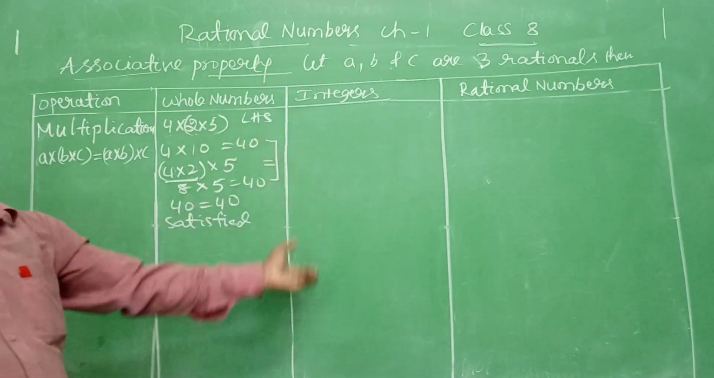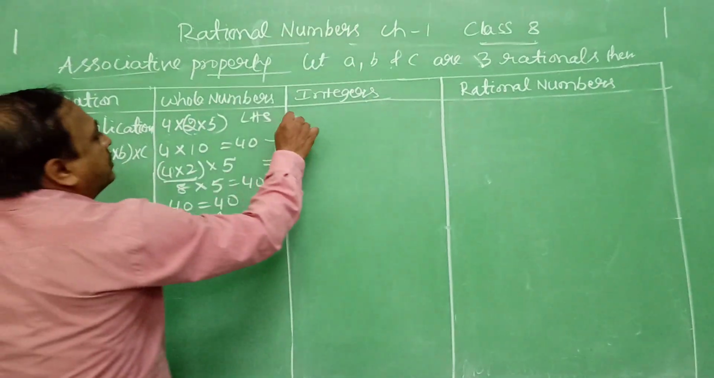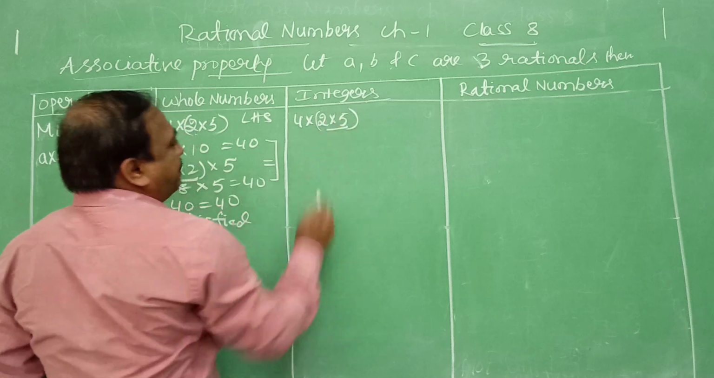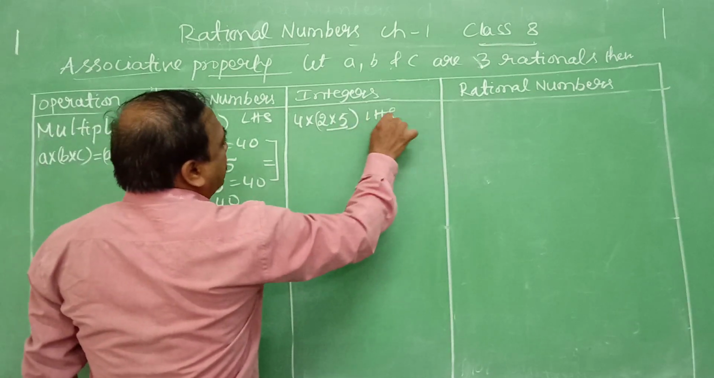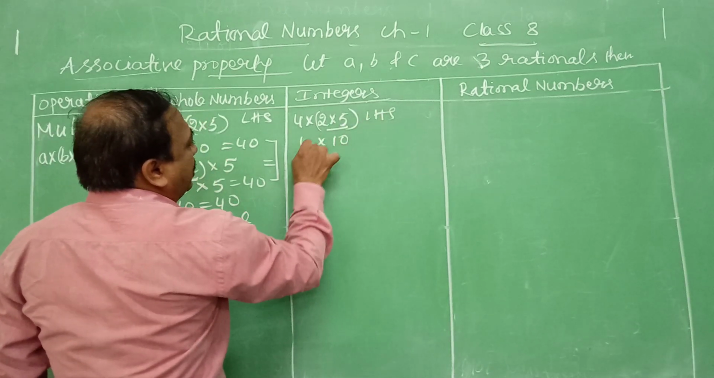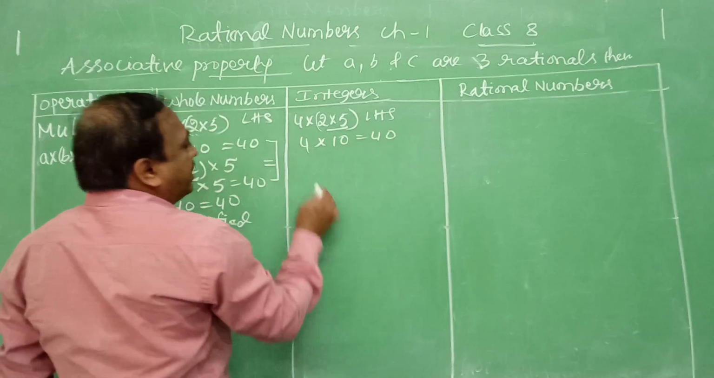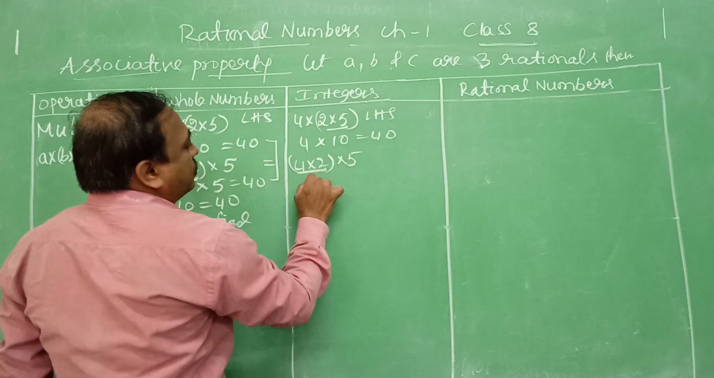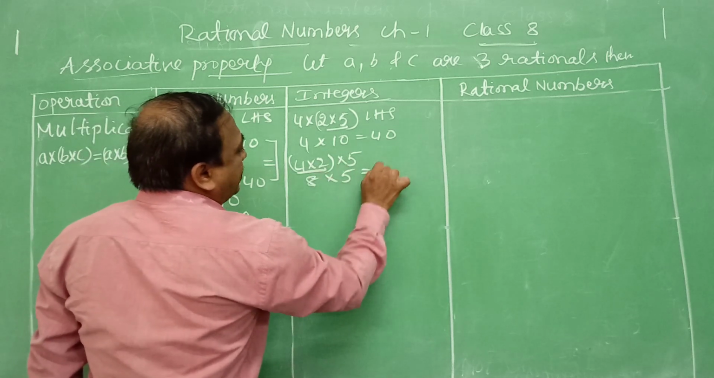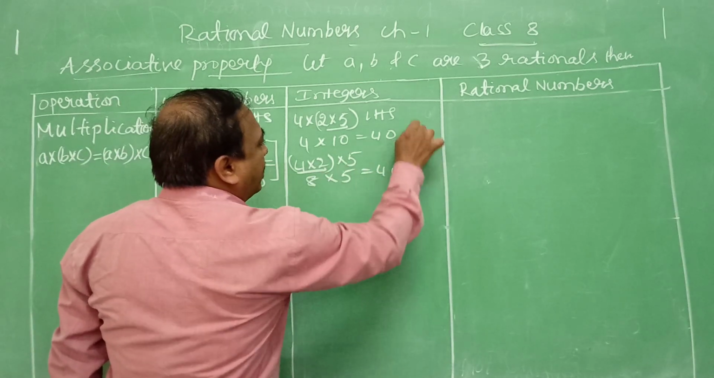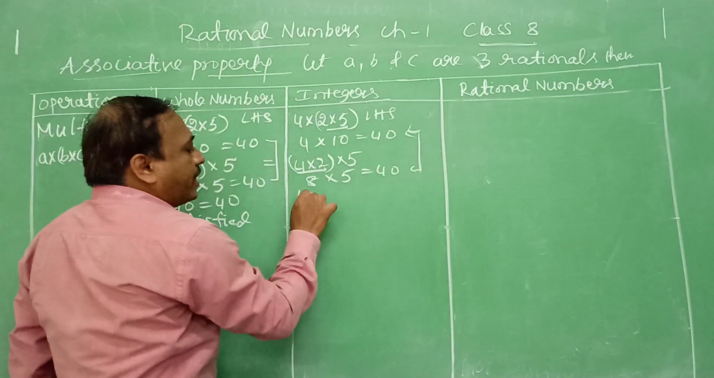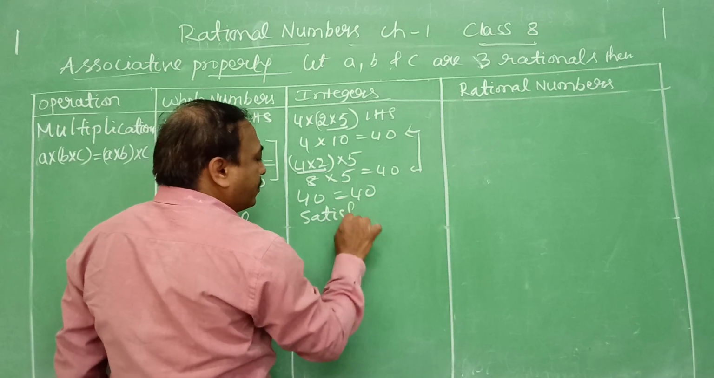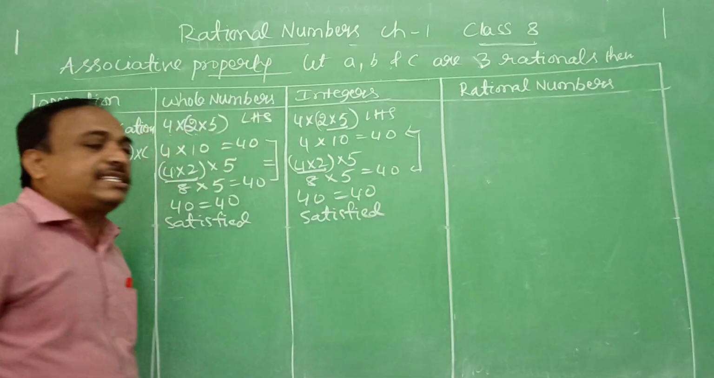Next, integers. Same numbers we can take even for integers, as 4, 2, 5. They also belong to the concept of integers. So 4 into 2 into 5. LHS part. This is 2 5s are 10 into 4 is equals to 40. Then change it. 4 into 2 into 5. 4 2s are 8. 8 into 5 is equals to 40. So these two, 40 is equals to 40. So property is satisfied.